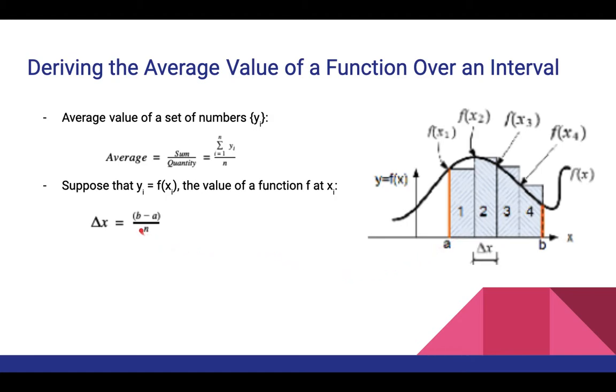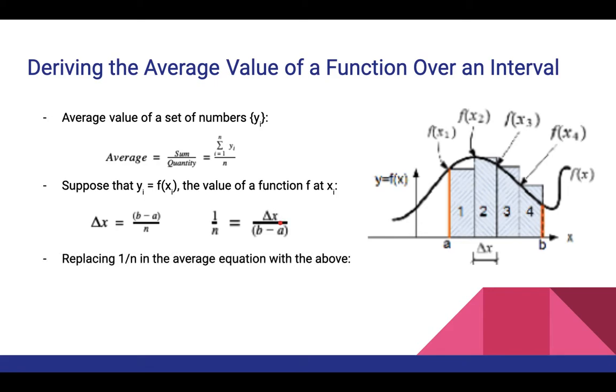So delta x is going to be b minus a divided by n, where a and b are the first and last numbers in our set of numbers. So delta x is b minus a divided by n, the quantity of numbers that we have in our set. What we can do here is solve this equation for 1 over n, which means we're going to divide both sides by b minus a. So we get 1 over n equals delta x divided by b minus a. And why are we doing this? Well, we're going to see in a second.